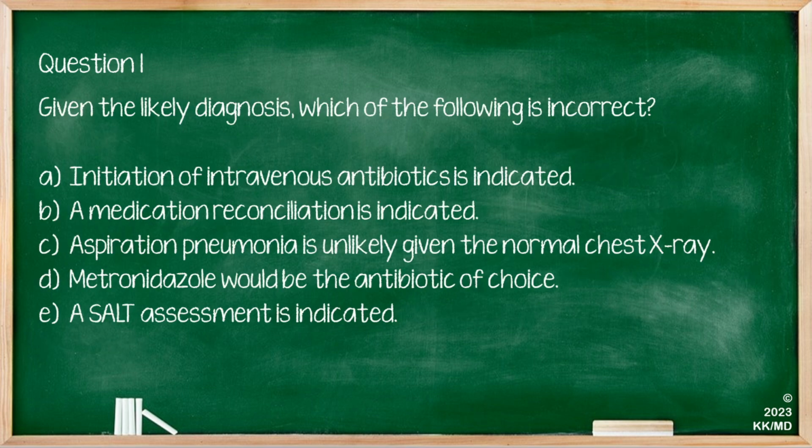So our options are: initiation of intravenous antibiotics is indicated, a medication reconciliation is indicated, aspiration pneumonia is unlikely given the normal chest X-ray, metronidazole would be the antibiotic of choice, and a SALT assessment is indicated. So the correct answer here is C, because the chest X-ray may be normal in the early stages of an aspiration pneumonia, which is the top differential diagnosis here.